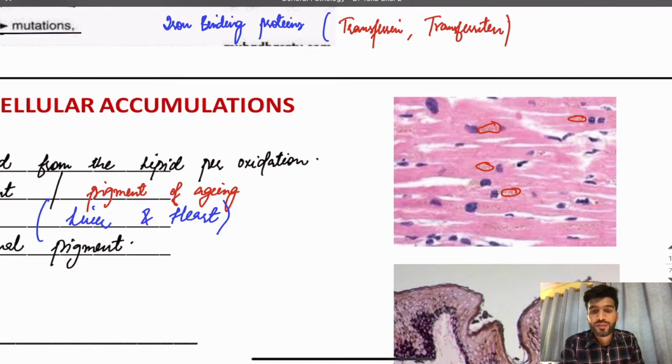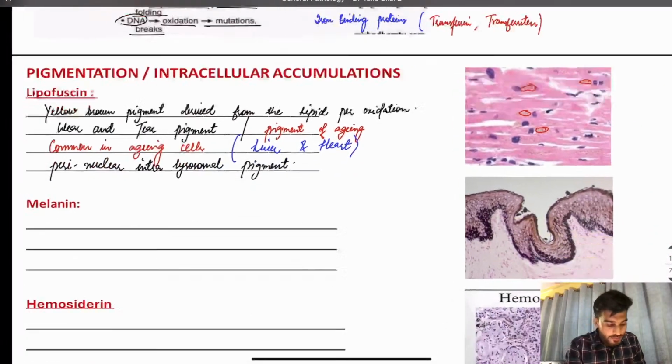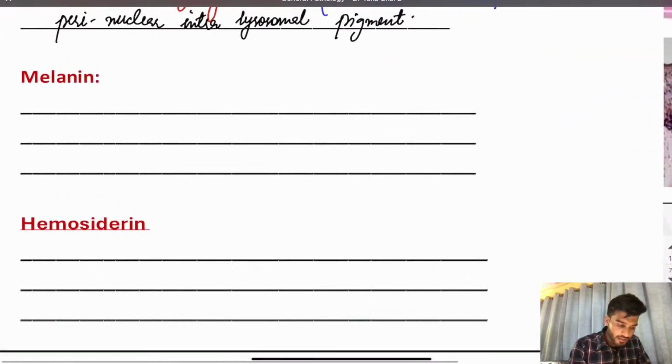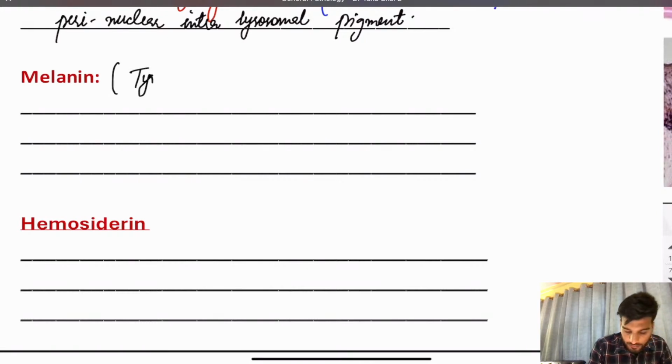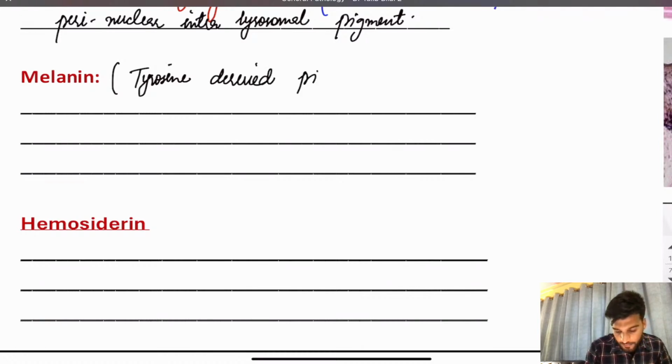So the first pigment, guys, is due to lipid peroxidation. When reactive oxygen species react with the lipids, there is a generation of lipid peroxidase, and there's an accumulation of a yellow brown pigment called wear and tear pigment, lipofuscin. Now the second one, guys, melanin. It's a tyrosine derived pigment. You have already studied this in biochemistry, guys. Melanin comes from tyrosine.